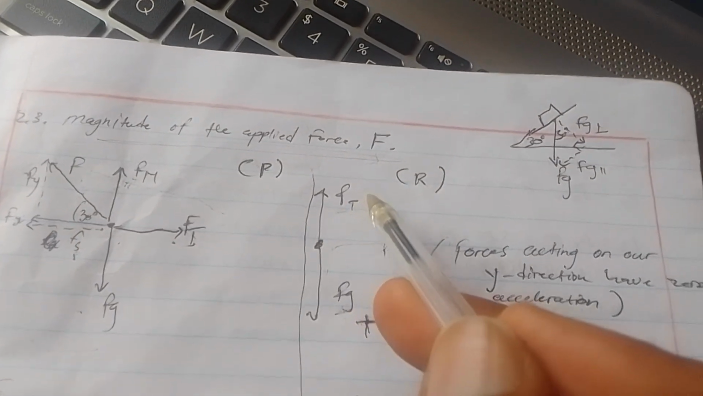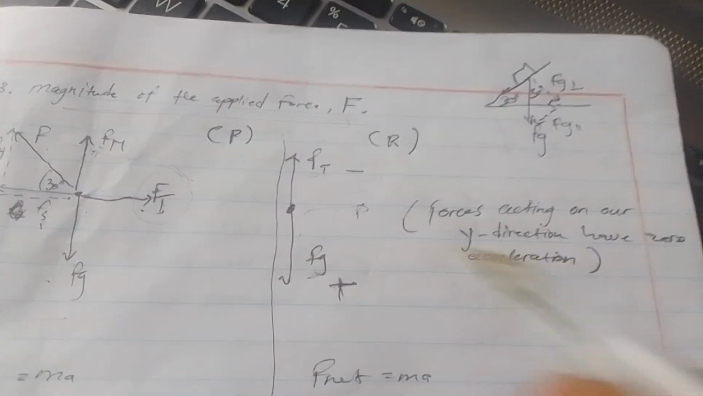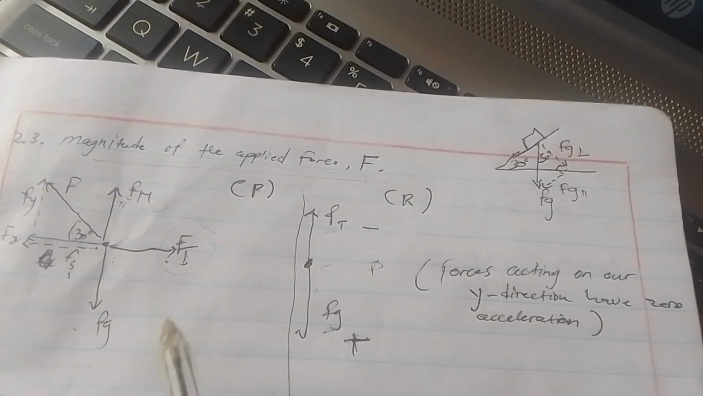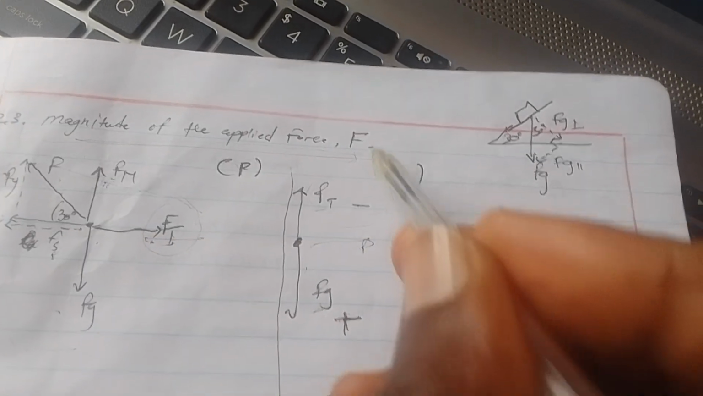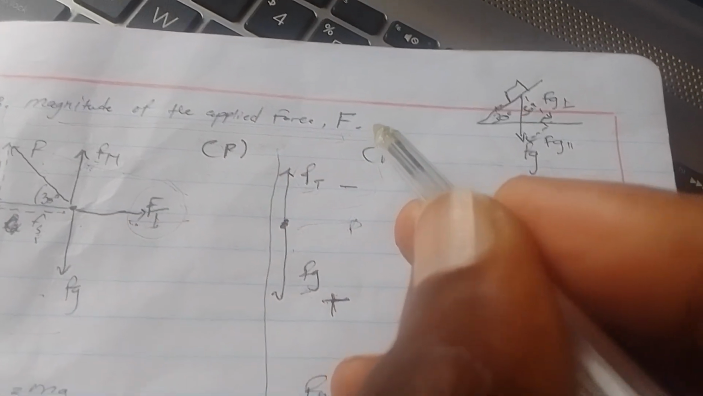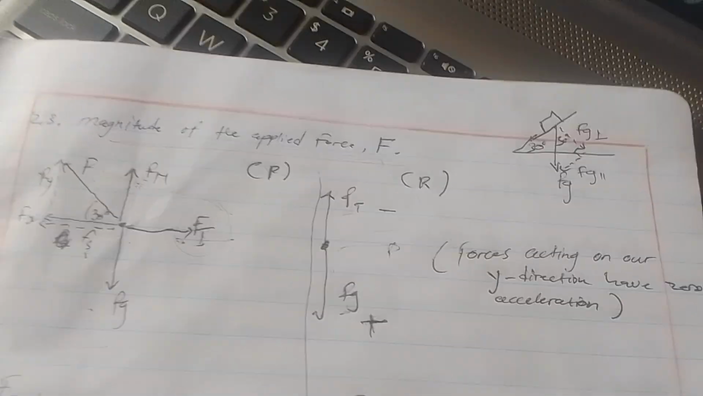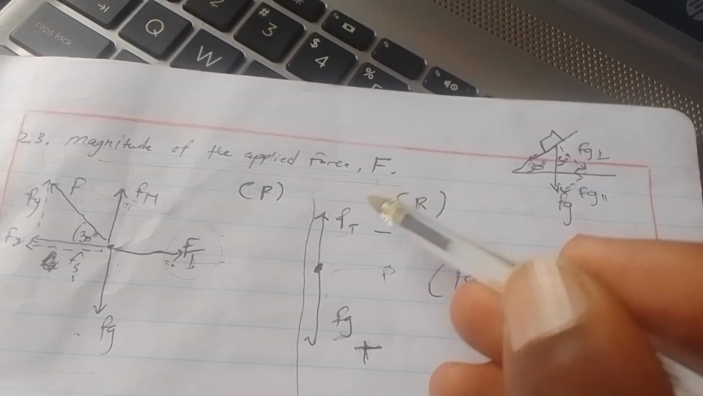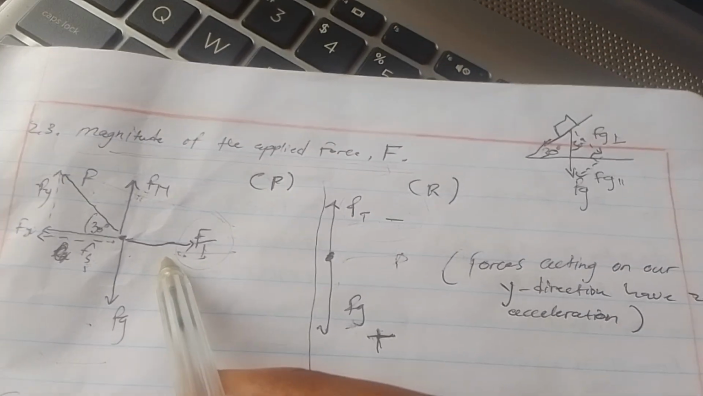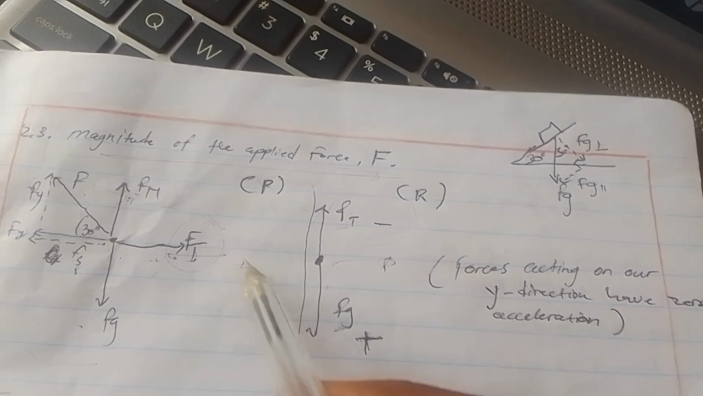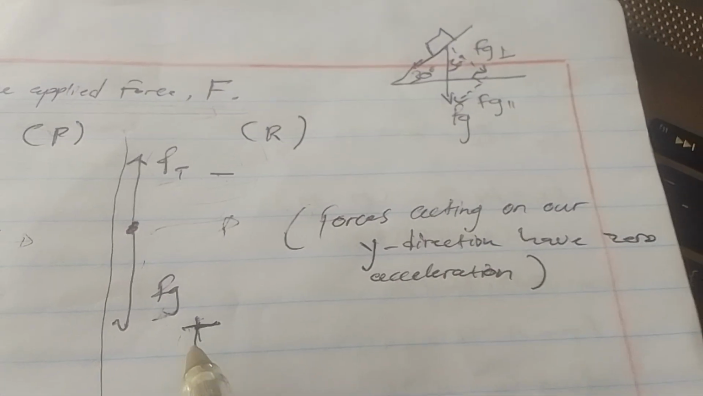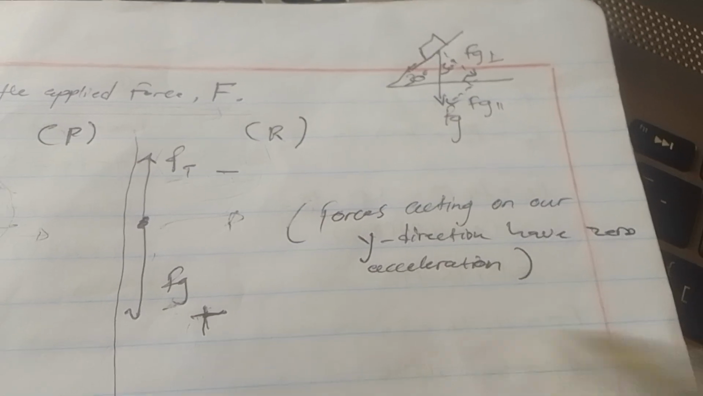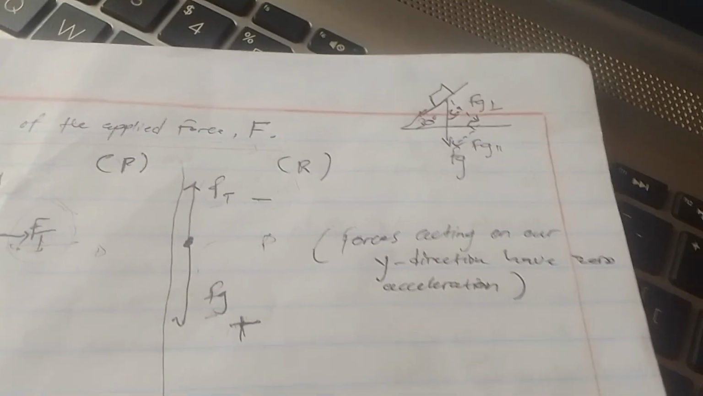But the forces need to be in opposite directions. This one is going to the right, this one is going up. We're going to take the tension going upward as negative because it is opposing the tension on our block P, which is going to the right, as positive. And then we're going to take the force of gravity on our block R as positive because it is going down.